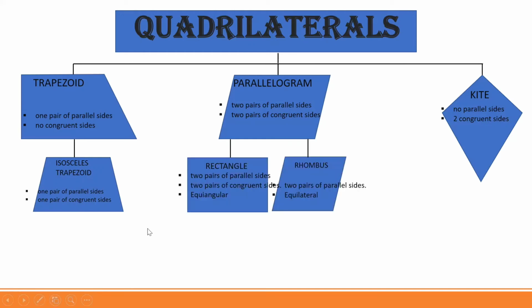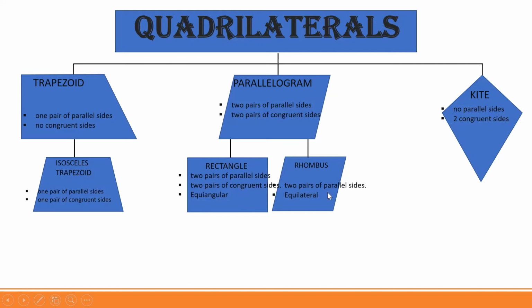Under parallelogram, we have rectangle and rhombus. In a rectangle, we have two pairs of parallel sides. It has two pairs of parallel sides because it is under the parallelogram. All quadrilaterals under parallelogram have two pairs of parallel sides. A rectangle has two pairs of congruent sides and it is equiangular. Meaning, when it is equiangular, it has the same measure of angles. All of its angles have the same measurement. So all of them are right angles, or 90 degrees.